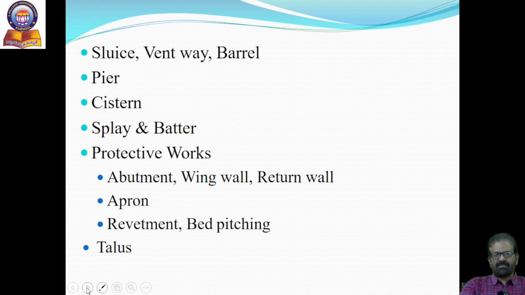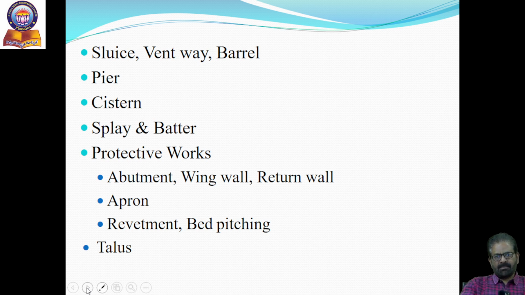Similarly, cistern. Cistern means the depressed portion in the floor, providing certain water cushioning. So that is called a cistern. And then this couple of terms, splay and batter. So these are very important terms, especially in drawing features for any hydraulic structure. What is splay and what is batter? Some similarities as well as some differences are there. So let us discuss splay and batter.